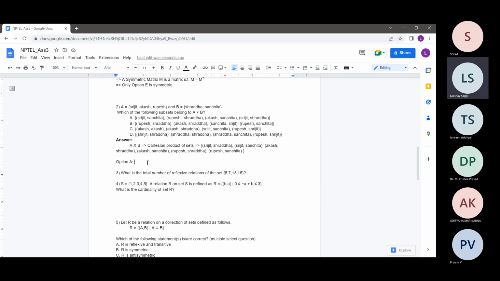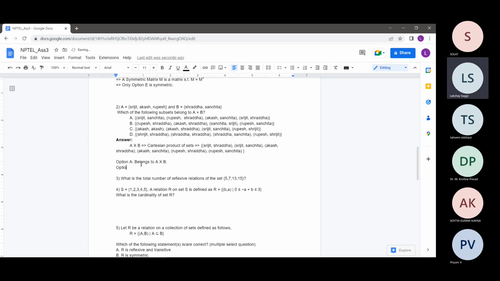As some of you have written in the chat also, option A. So Lat and Aditya, you have answered correctly. Option A belongs to A cross B. Yeah, let's check the other options also. The other options are there or not? Let's check. In option B, Rupesh comma Shraddha, and Rupesh comma Shraddha is here also.